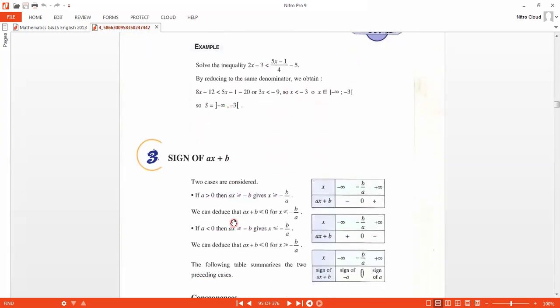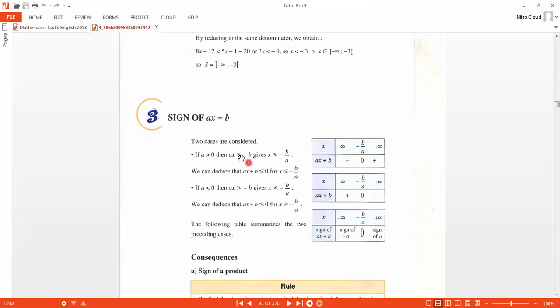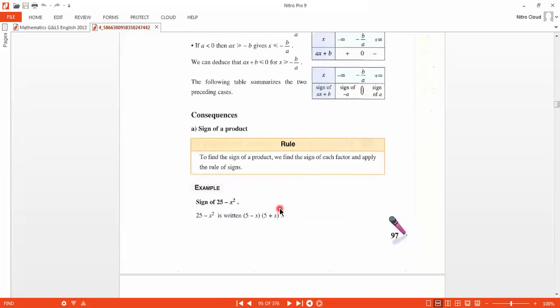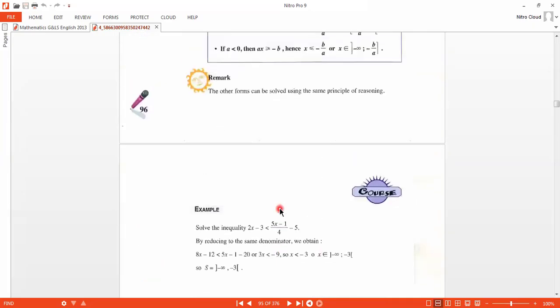Next week, of course, we are going to talk about the sign of an expression. When I ask you the sign, it means where it is negative and where it is positive. And we are going to talk about the second degree inequalities.